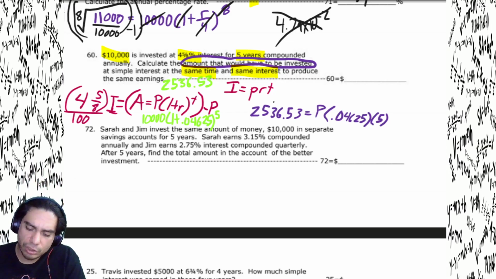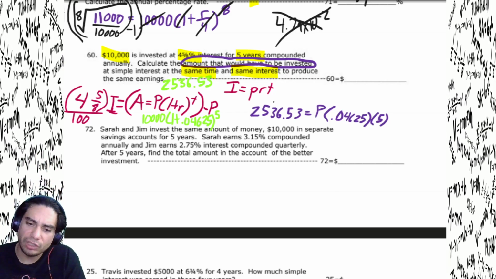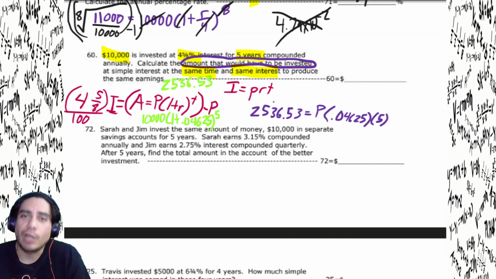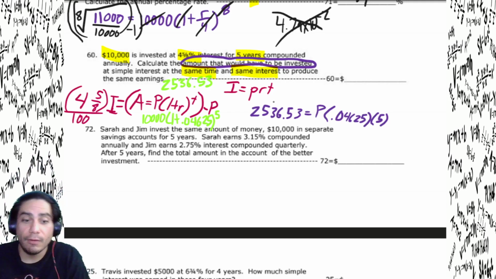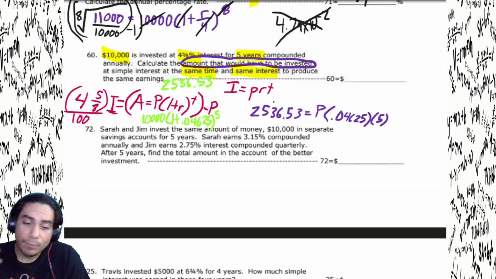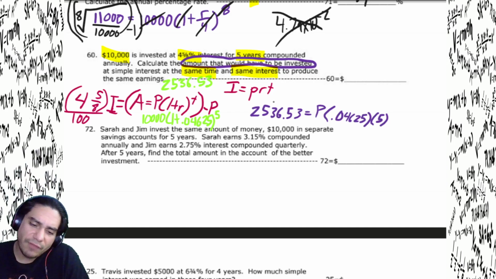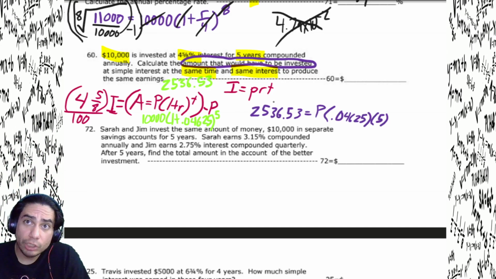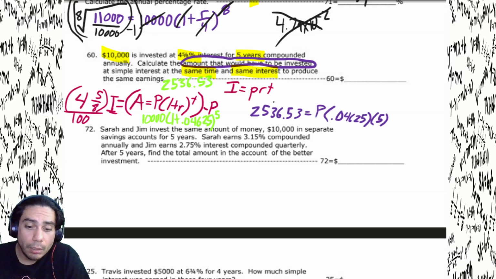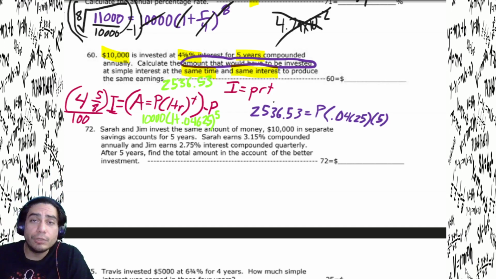So I got 2536.53. I said it was still in my calculator, and guess what I did? I hit delete. Oh my God, what's wrong with me? Good thing I wrote it down, but I had to do that problem all over again, okay? But anyways, the first thing I'm going to undo, let's divide by 5. And now 0.04625, let's hit divide. And guess how much money we would have had to put in the bank?